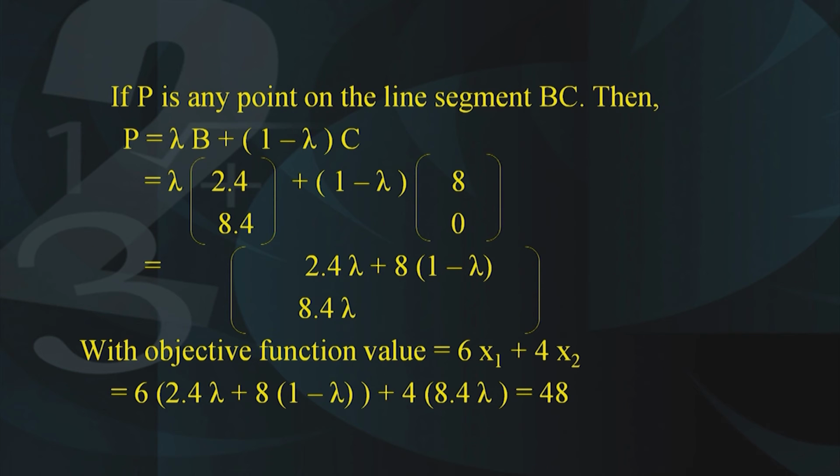and C. As I mentioned in the previous slide, all points lying on the line segment B and C can be obtained using this formula, where the value of lambda lies between 0 and 1. Since lambda is a real number, assuming values between 0 and 1, this indicates that the number of points that are possible are infinite, and that is the reason why we say there are multiple solutions to this problem. There are alternative solutions to this problem.